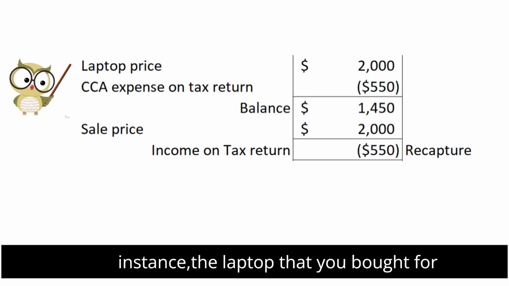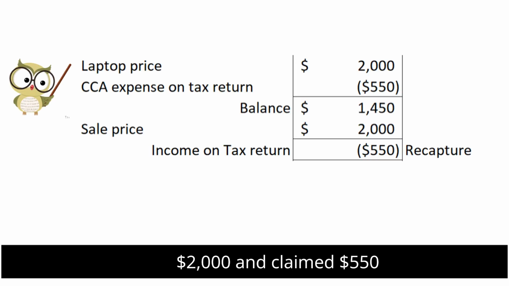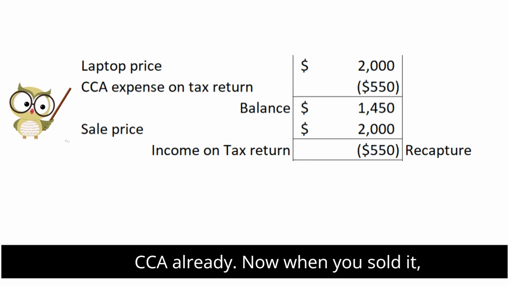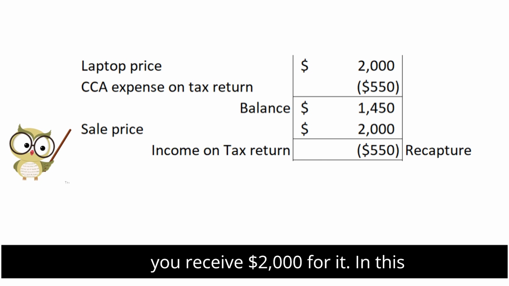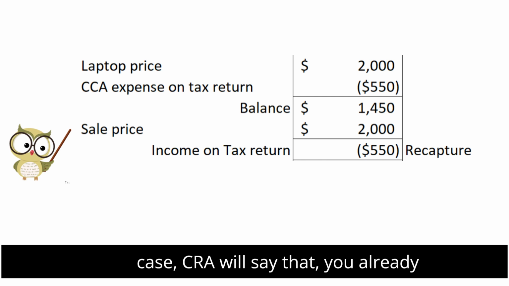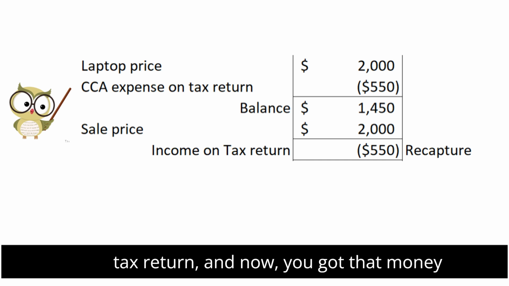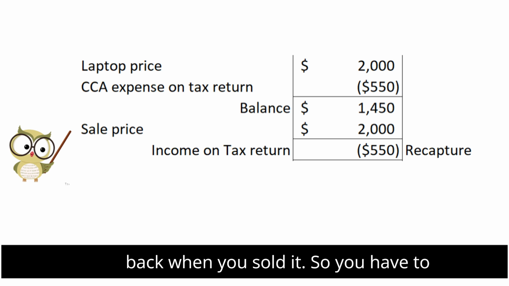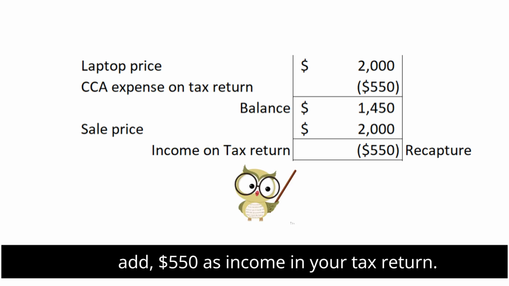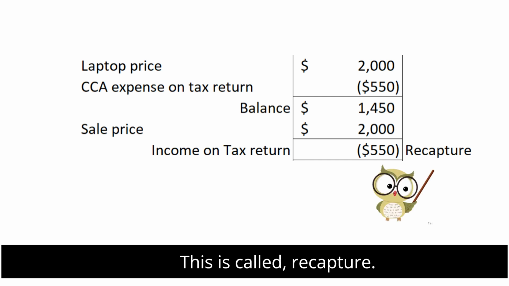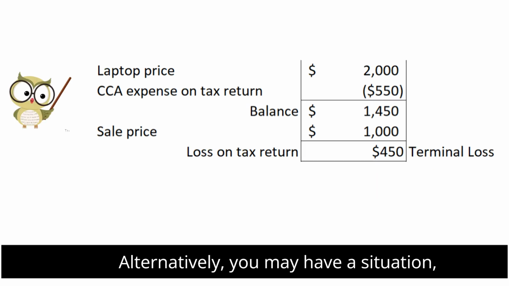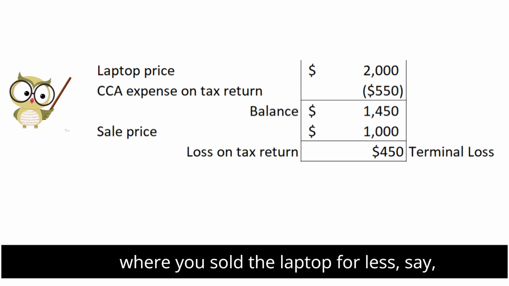For instance, the laptop that you bought for $2,000 and claimed $550 CCA already. Now when you sold it, you received $2,000 for it. In this case, CRA will say that you already claimed an expense of $550 on your tax return, and now you got that money back when you sold it. So you have to add $550 as income in your tax return. This is called recapture.